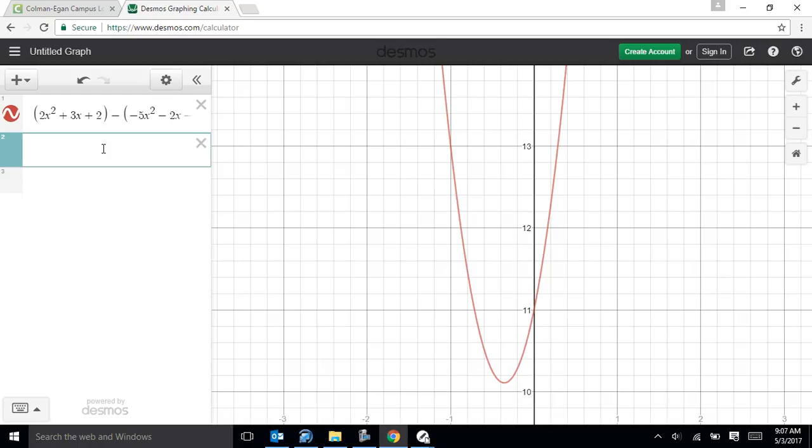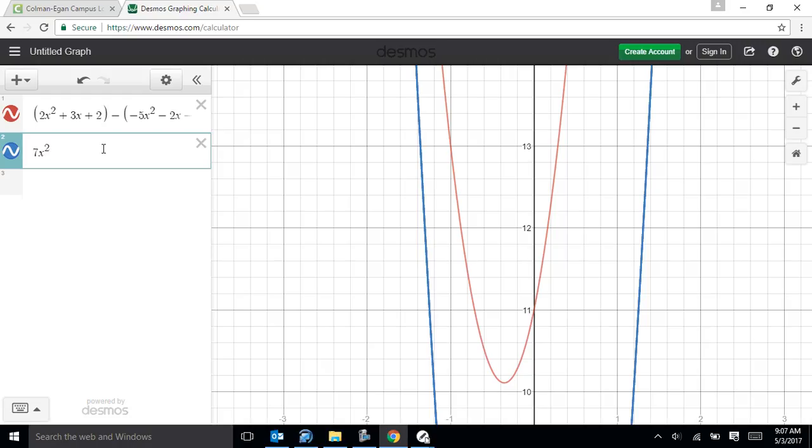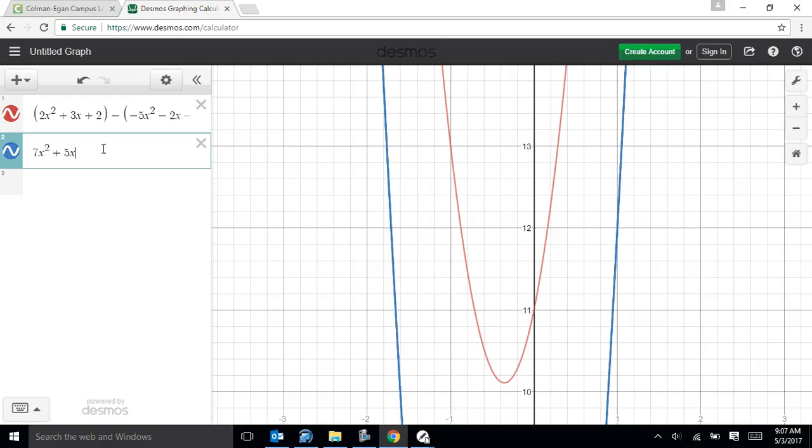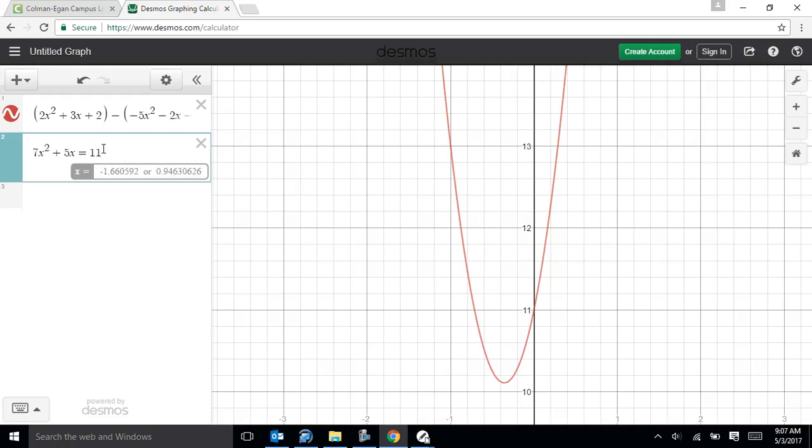Now our other one should be the same. So we had 7x squared plus 5x plus 11. All right, so what do we notice about our two graphs? Is it the same? Look, I can blink them on and off, and it's right on top of each other, right? And so what does that tell me about these two expressions? They're the same.